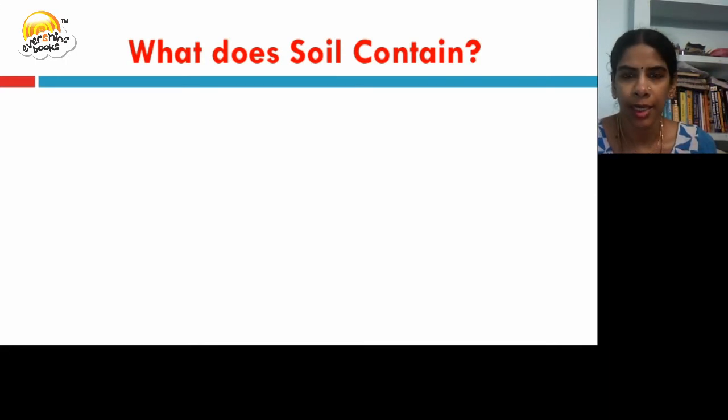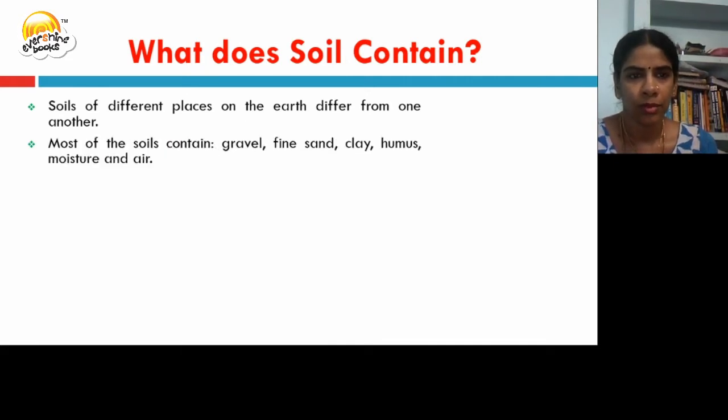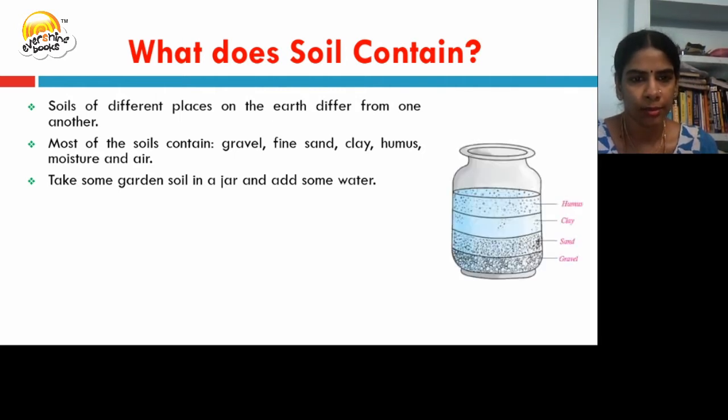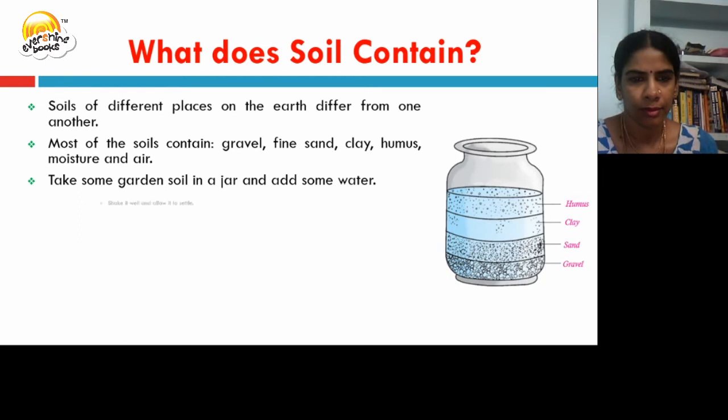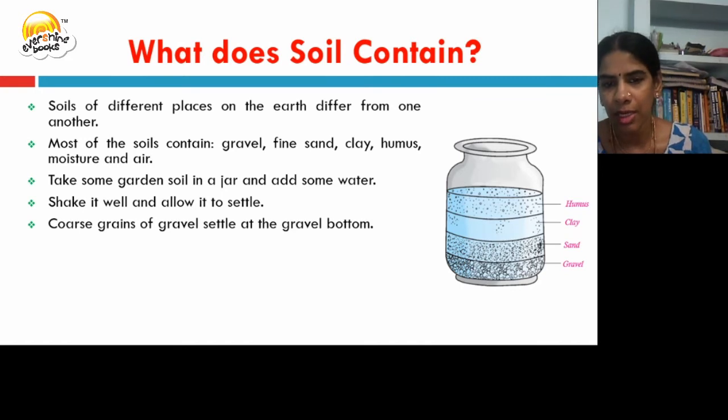What does the soil contain? Soils of different places on the earth differ from one another. Most of the soils contain gravel, fine sand, clay, humus, moisture and air. Take some garden soil in a jar and add some water. Shake it well and allow it to settle. What will you see? You will see a coarse layer of gravel settle at the bottom.